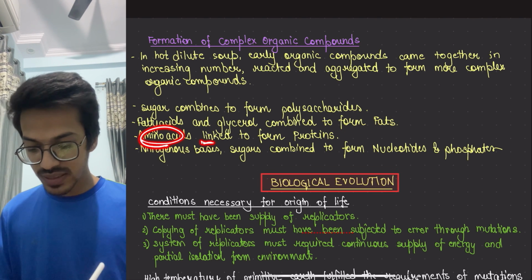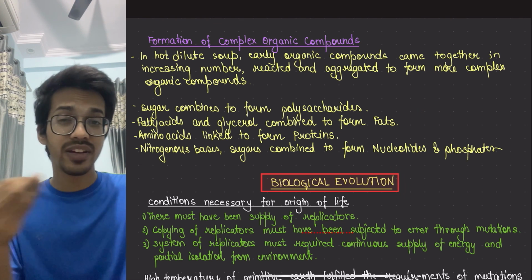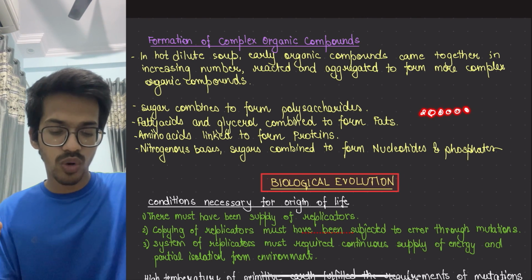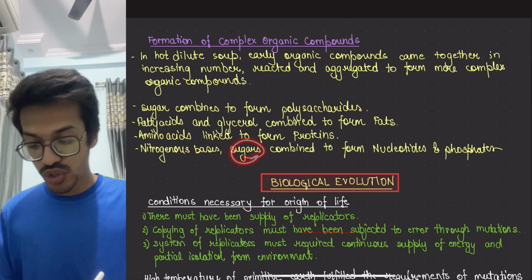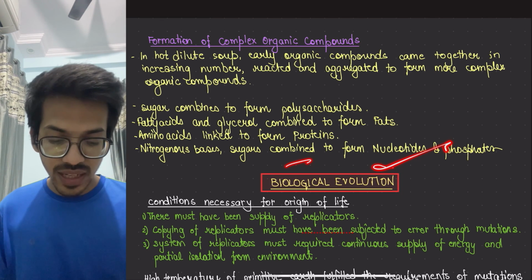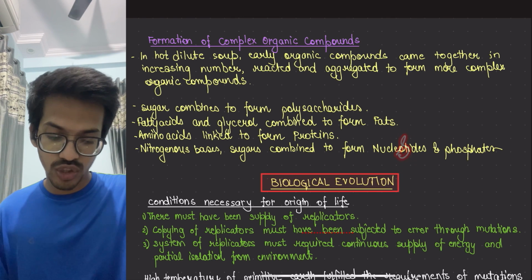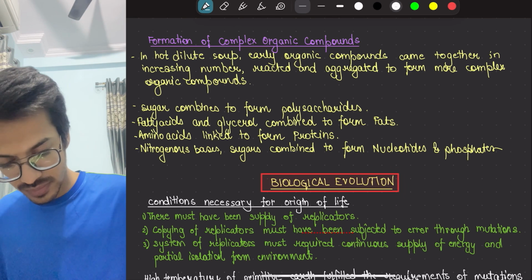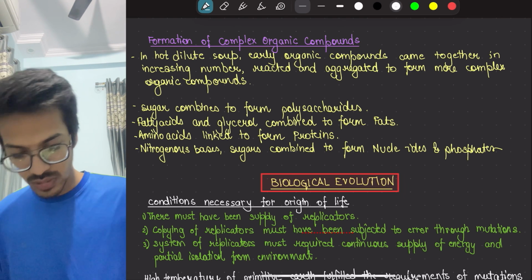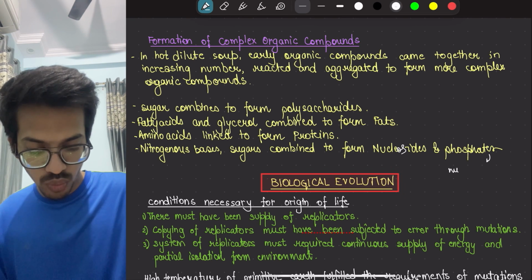Then we have fatty acids and glycerols combining to form fats. Then we have amino acids which are linked to form proteins, because single amino acids like glycine and alanine were there. They come together and form what? Protein chains. Nitrogenous bases like purines, adenines were there. Sugars, ribose and deoxyribose were there. They combine to form nucleosides, and later the phosphates join and form what? Nucleotides.